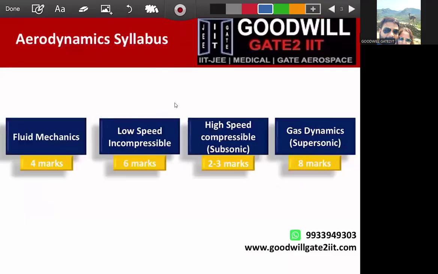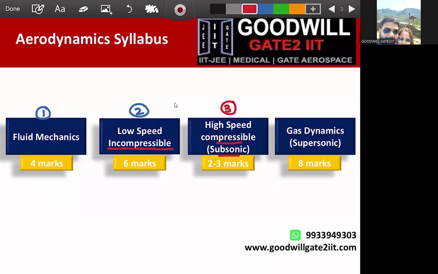Now, going into the syllabus in a more detailed way. I have broadly divided this into four legs. First one is fluid mechanics. I will go into detail on each one of them in the coming slides. Then I have something which is low speed aerodynamics. We will typically talk about incompressible flows here. Then we will enter into high speed aerodynamics, in which we will talk about compressible flows, typically subsonic. And all the topics we need to cover in this.